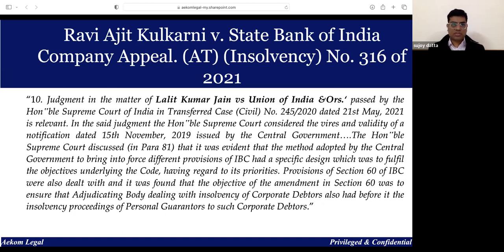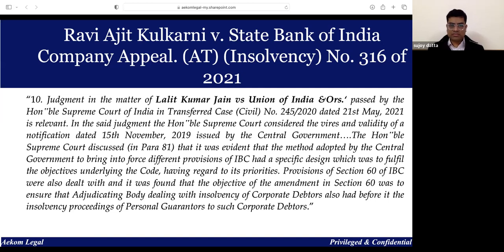Let's recap the judgment of Ravi Ajit Kulkarni, because we can't discuss this judgment without discussing two judgments, Lalit Kumar Jain and Ravi Ajit Kulkarni. So first, the judgment of Lalit Kumar Jain versus Union of India was a judgment by the Honorable Supreme Court of India, and there they considered the constitutional validity of the notification by which certain parts of the personal insolvency mechanism were put into force by the central government.